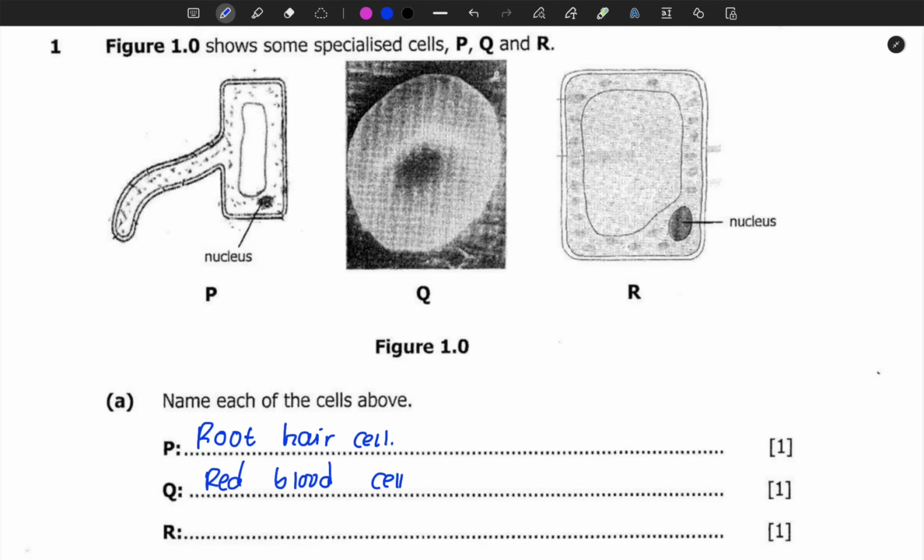So R is, here we can see we have a lot of chloroplasts, and cells with these structures are called the palisade. So we have a palisade cell.